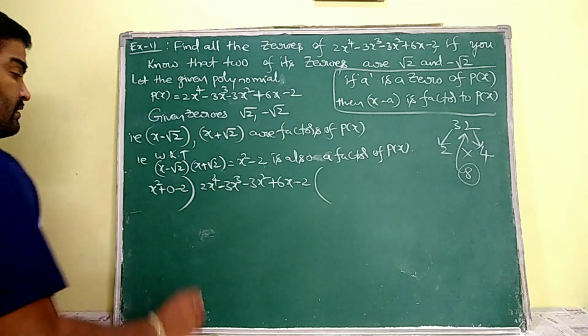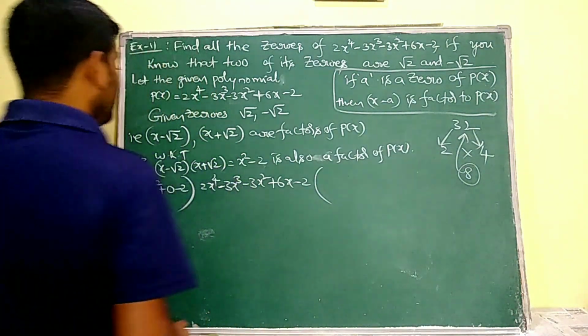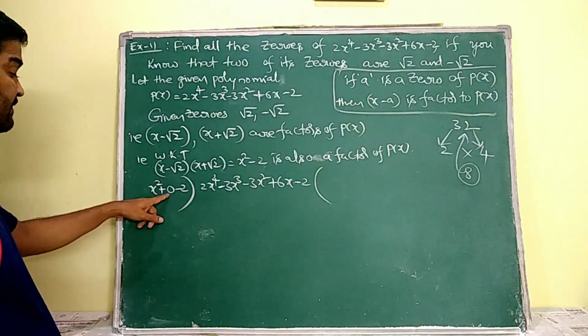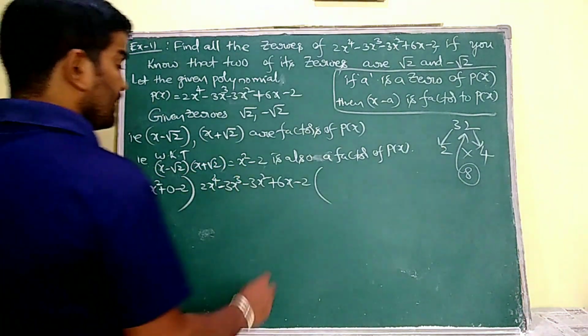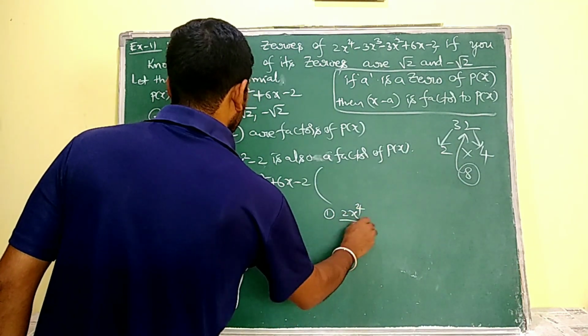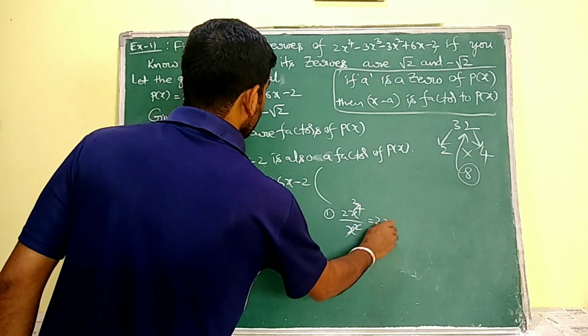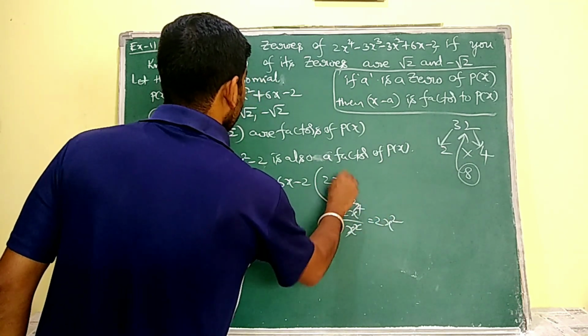So we have to divide the given polynomial. Here the x term is missing, so in the place of the x term I am going to write 0. First, the first term in the quotient: 2x power 4 by x square. The x square and x square are going to be cancelled. Then 2x square is our first term in the quotient.